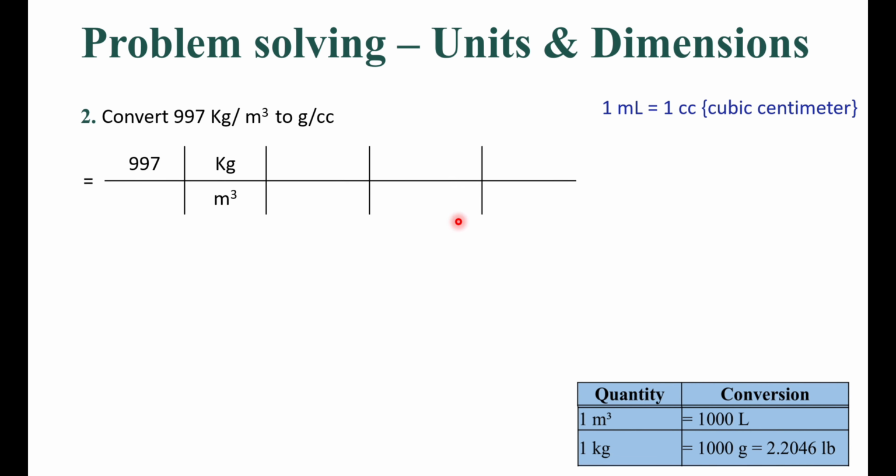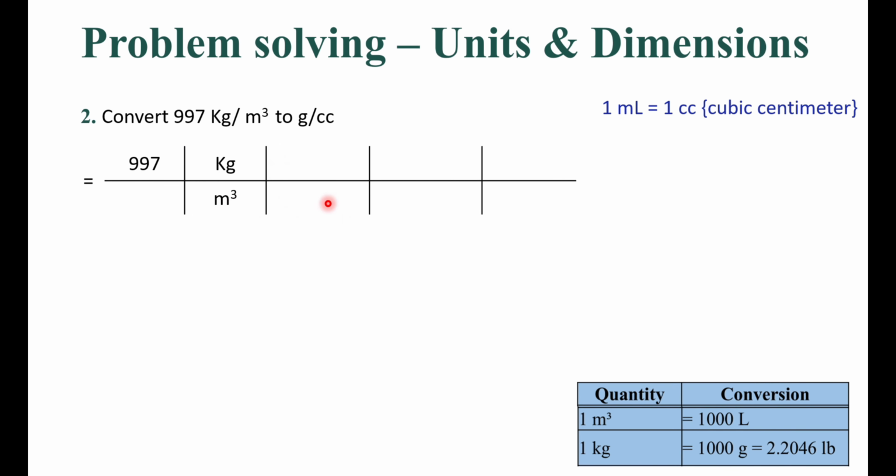As we used this table format for the previous problem, in this problem also we are using the same method. You can use different methods also, but this method is simple and it can help you solve the problem without any mistakes. So the first step is to fill the given value. So 997, the numerical value, in the first column. Next we are writing the unit. The numerator has kilogram, so I have written kilogram here. I have written meter cube in the denominator here.